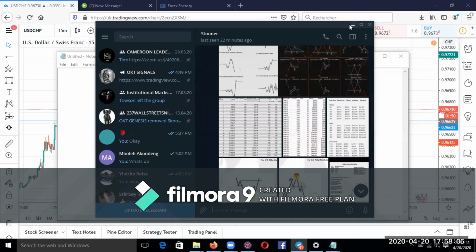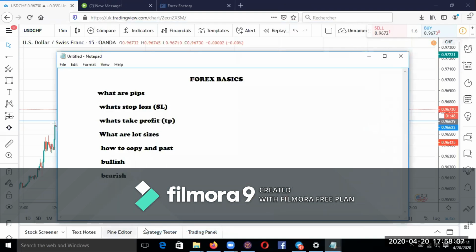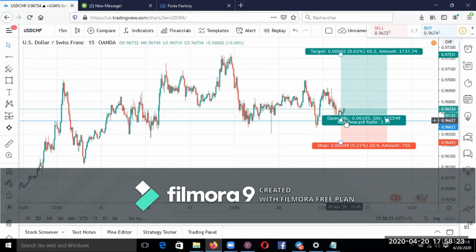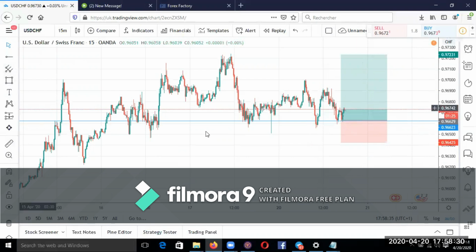Now we'll leave that part. Now, how to copy and paste. How to copy and paste. Now you see this box here, right? That's how I send my trades most of the time, right? You see this red area here, right? That's how I send my trade.